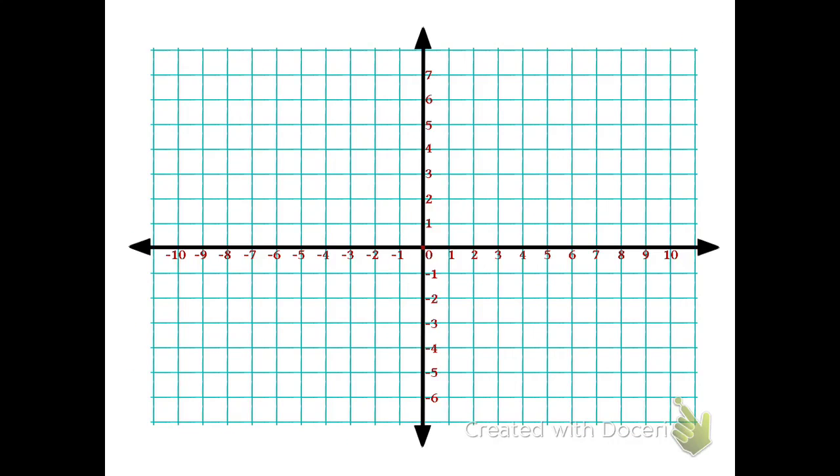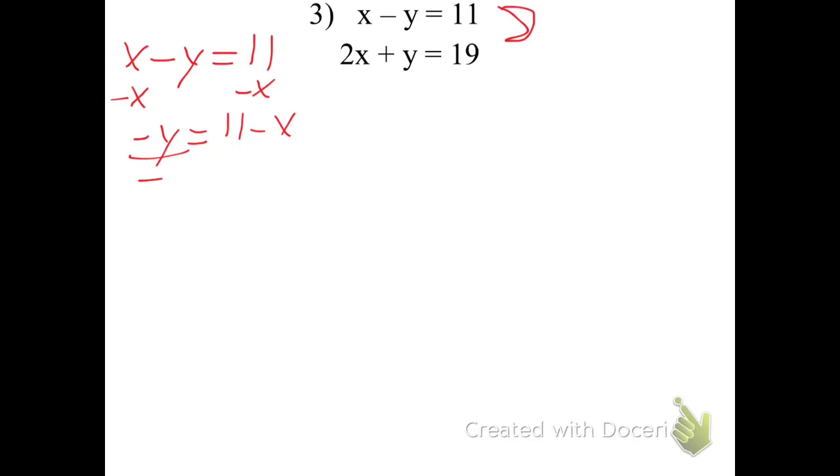The graphing portion I'm going to put on here in just a second. Okay, before we can graph it, it's ideal for us to solve both of these equations for y. So I'm going to take the top one and solve it for y. That means I have to get y all by itself on one side. So I'm going to subtract the x, to get negative y equals 11 minus x. And I'm going to divide by that negative 1. And remember, when you divide, you have to divide every item. So 11 divided by negative 1 is negative 11, and negative x divided by negative 1 is positive x. So that one got solved.